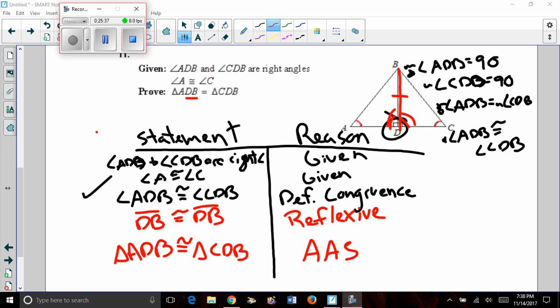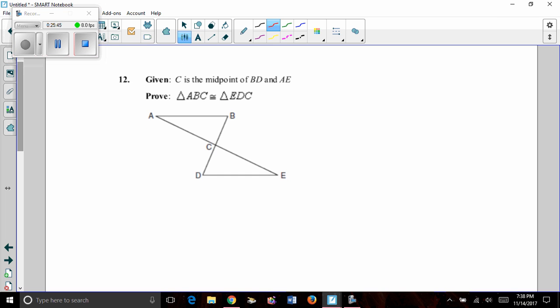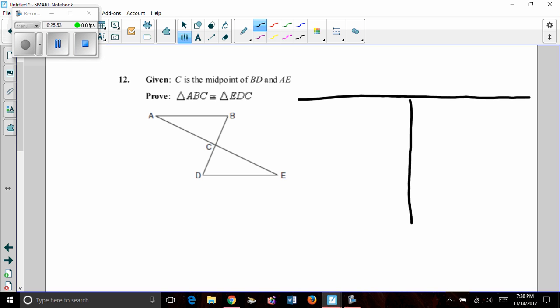All right, there's not many more. You may not have made it this far, but let's go ahead and knock these out just to cover our grounds. I'm going to make my chart over here. Hopefully I have enough space to write. We have C is midpoint of BD and AE. And that is very poor writing. Writing on a smartboard, real tough. That's given.